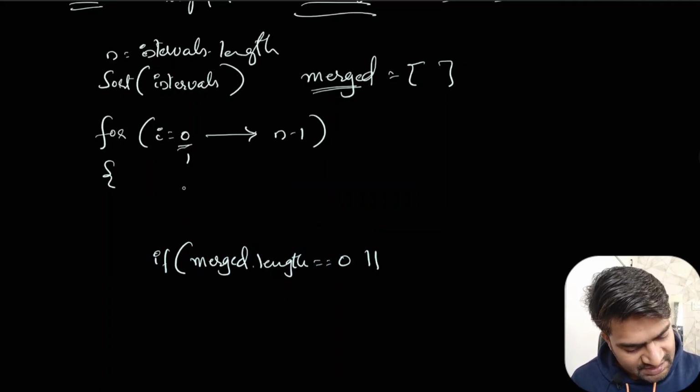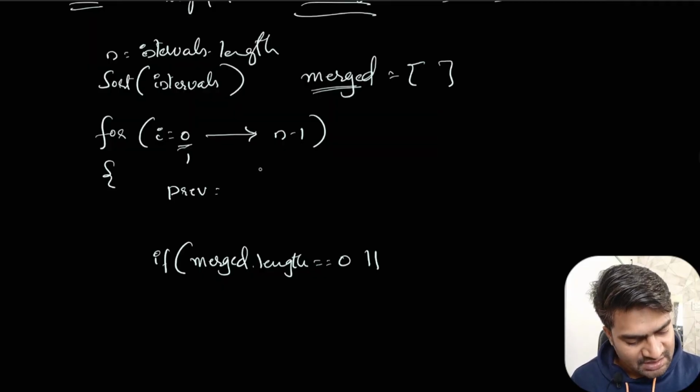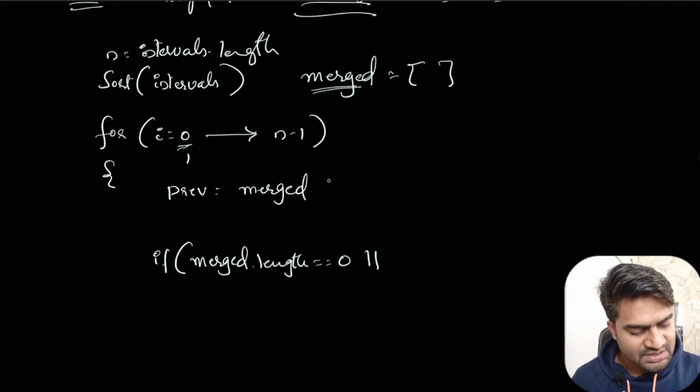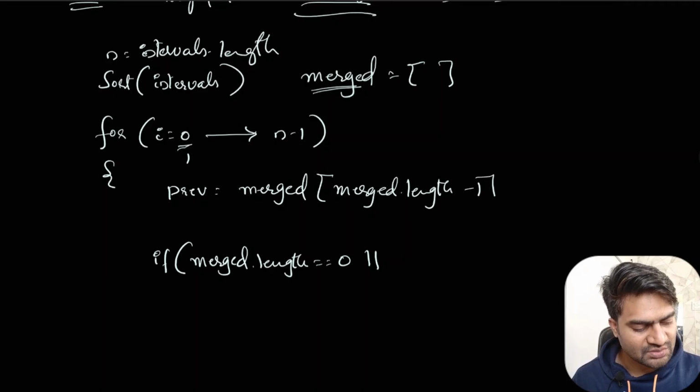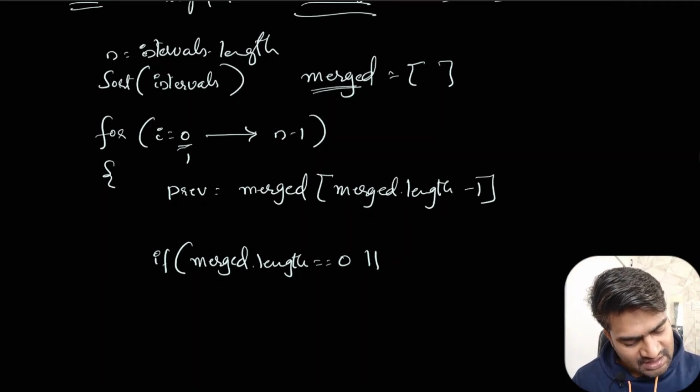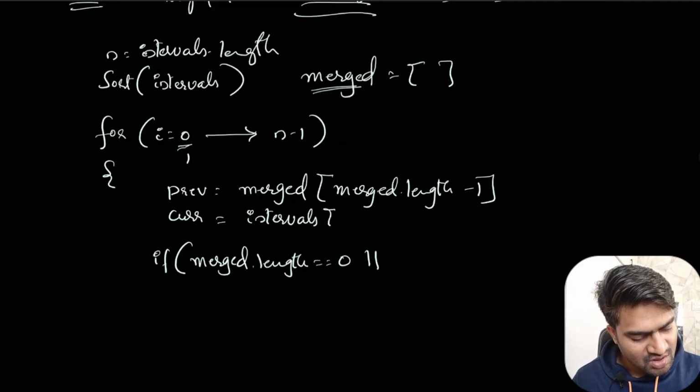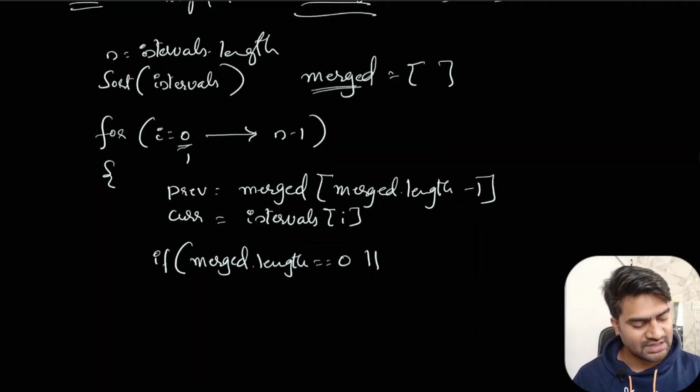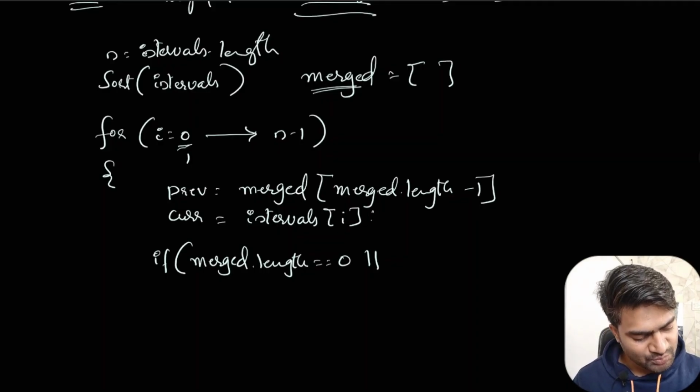So I will say my previous element will be merged of merged dot length or size minus 1. So this will get us the last element in the merged array. Then our current will be intervals of I. Correct, right? So this is our current interval what we are trying to process.